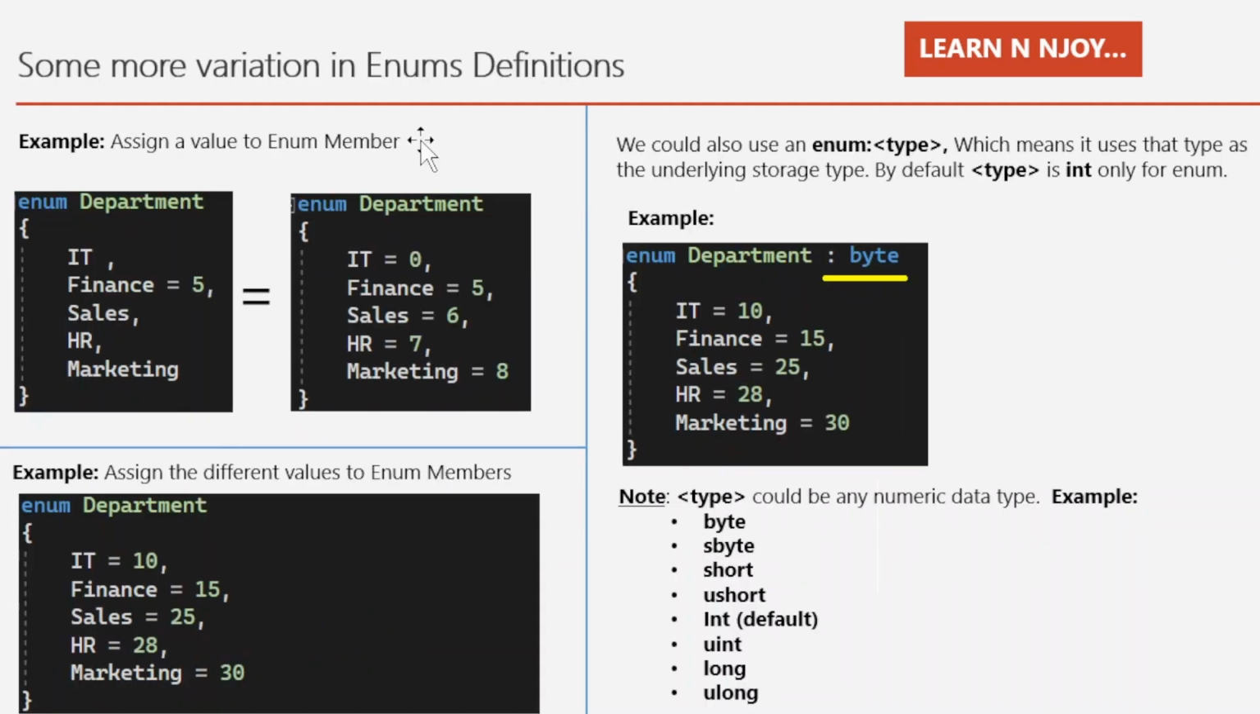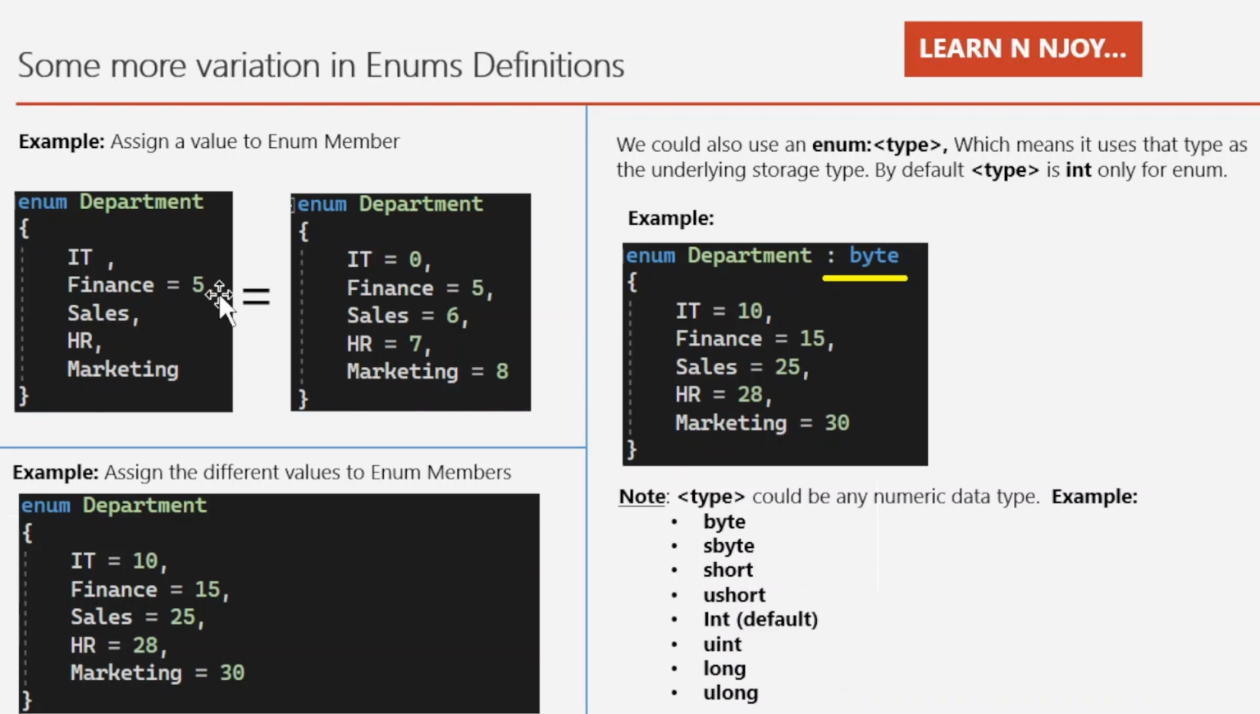Okay, now we will see some more variations in enum definition. So let's see our first example over here. Here we are assigning a value to an enum member, and Finance is the only enum member to which I assigned the value 5. So as per the rule, the first enum member, which is IT in our example, would be initialized as 0 because we have not assigned any value to it.